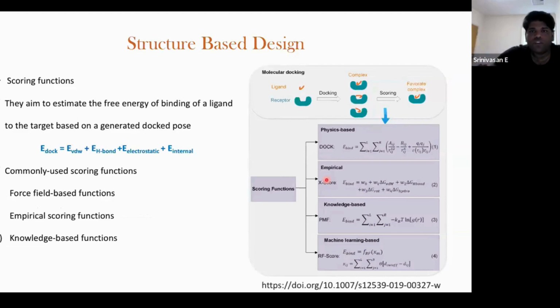In the scoring functions, once you have multiple conformations, how do you rank them? Ranking can be done using values, so how do you give the values? For giving these values, we need certain information to be taken into consideration, and it could help in getting us the values.